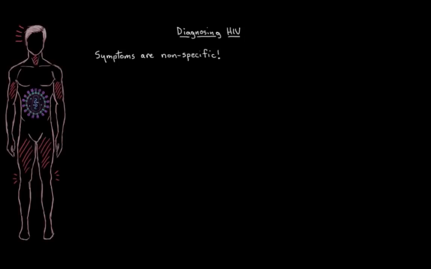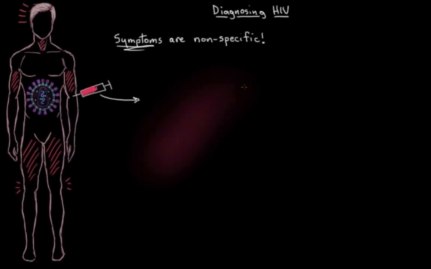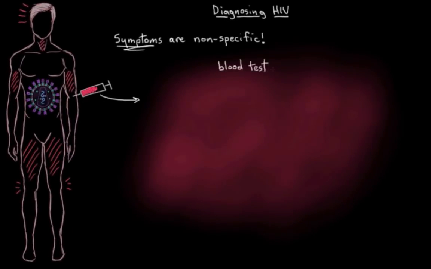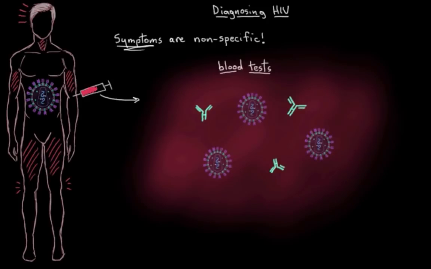So since we can't diagnose HIV on symptoms, how do we do it? How do we make a diagnosis? Well, we do blood tests. So we look for a few different compounds within the blood. We can look for antibodies that we've made against the HIV virus, or we can look for bits of the virus itself, maybe some of its enzymes or its proteins or some RNA.